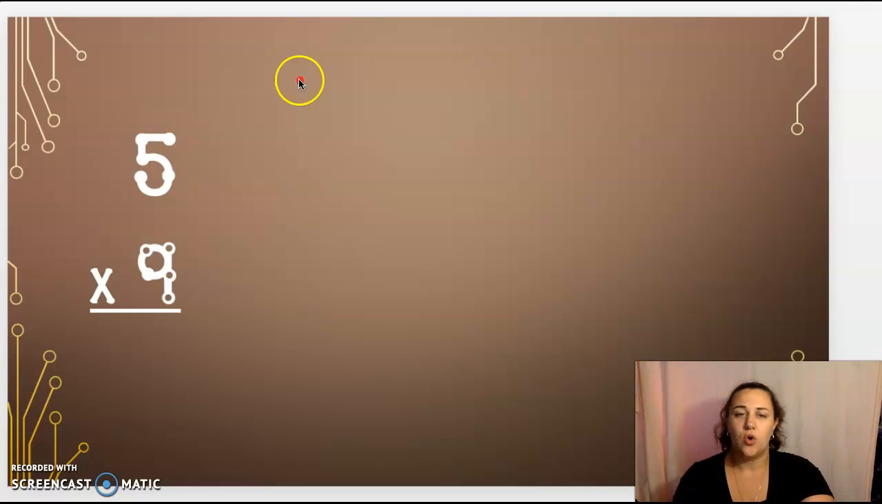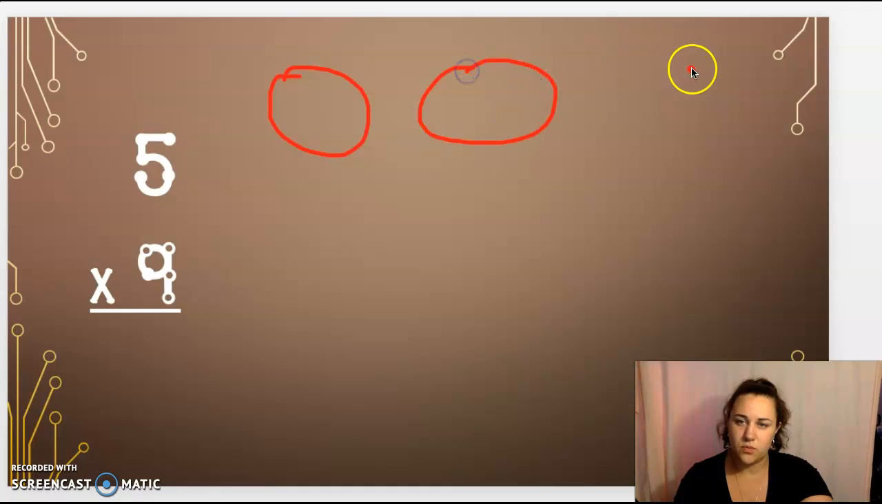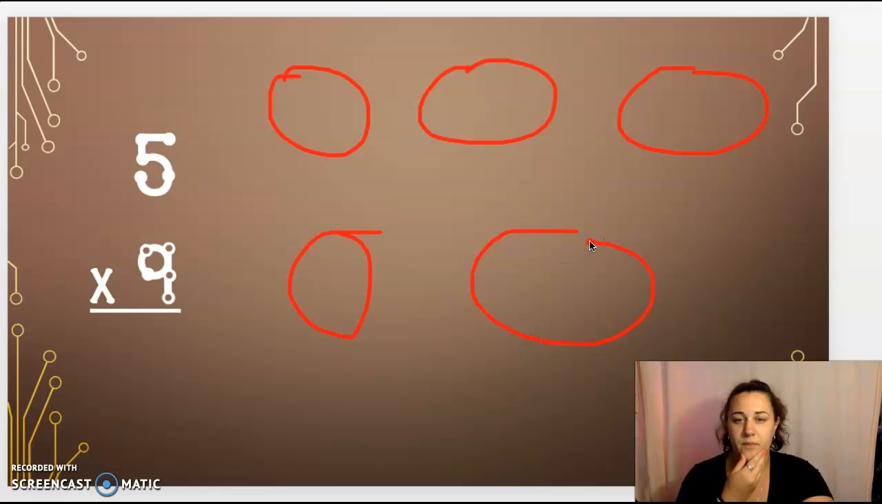So, 1, 2, 3, 4, 5. Okay, I have my 5 groups because my first number is a 5. Now, I'm going to look at my second number. My second number is going to tell me how many I should put in each group. Well, I look at my number and it's a 9. So I'm going to put 9 in each group.